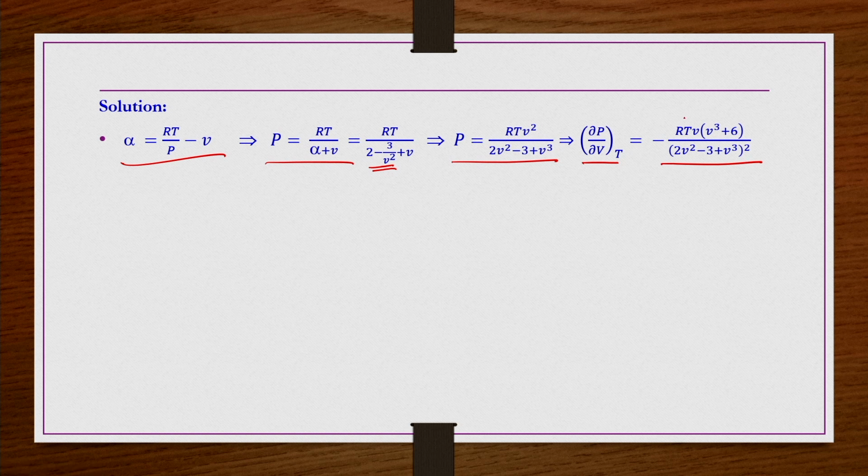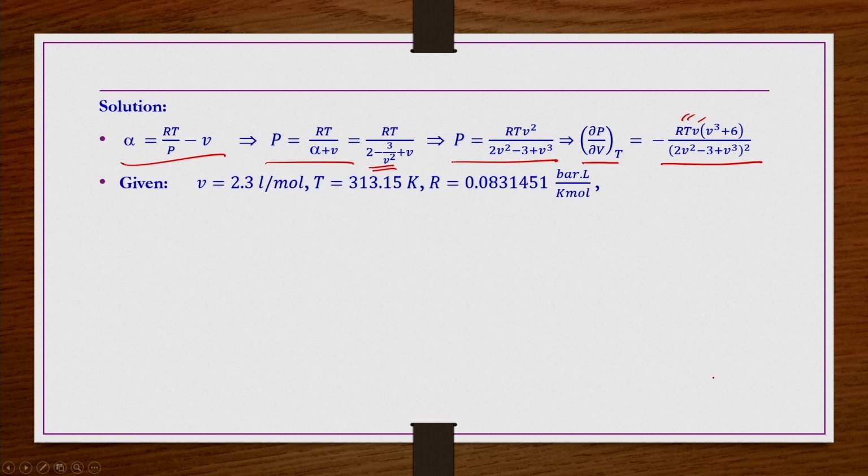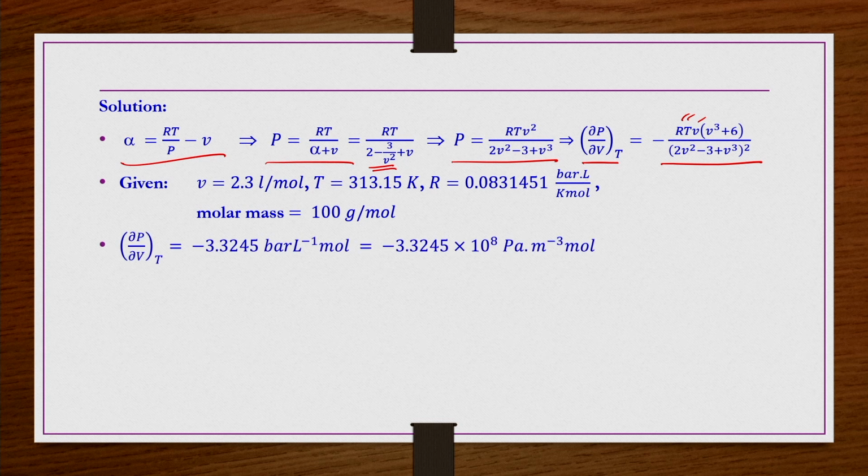Now, in this equation R, T, V, etc., everything are known, substitute here. Because V is given, T is given, R is known, molar mass is also given. So, when you substitute all these things, ∂P/∂V at constant T, you will get this value. And then we need to know omega, but the omega square expression is given.